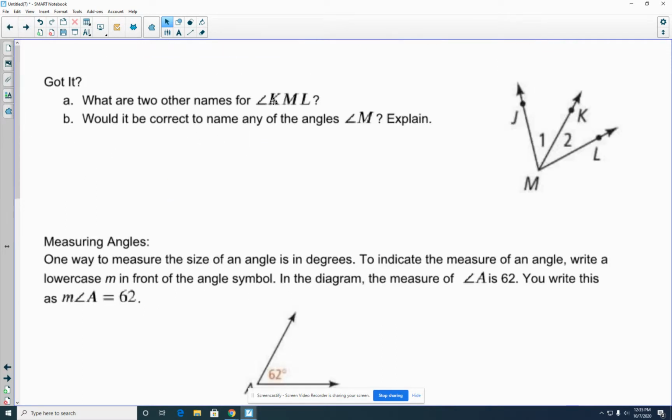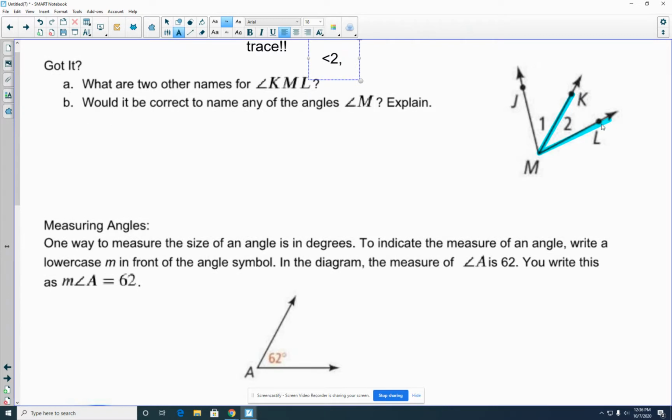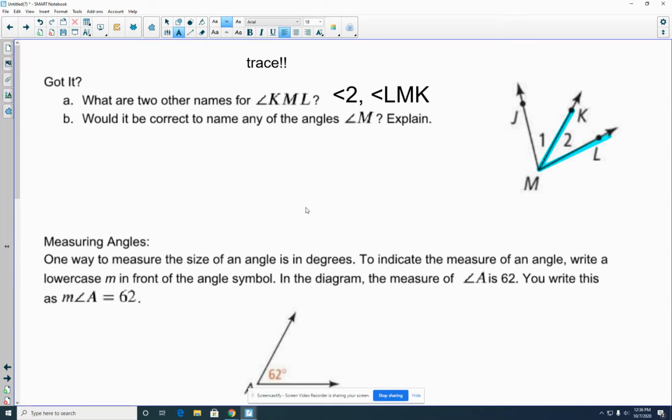What are two other names for angle KML? All right, so let's trace. You want to trace to figure out where that angle is. So let's use blue from K to M to L right here. All right, so two other names. So it already is KML. There's a number here, so we can call this angle 2. We could also call it LMK, so angle LMK. Remember, you absolutely need that angle sign. Without that angle symbol, your answer is not correct. If you want, you could write angle LMK, but you really need that angle symbol.